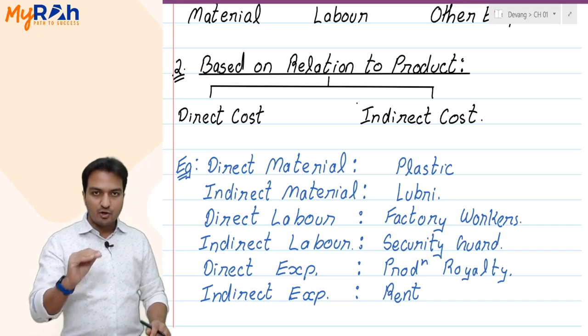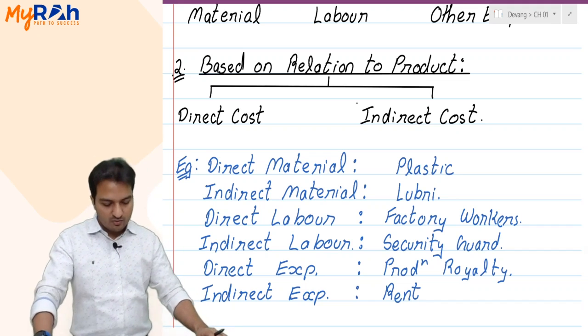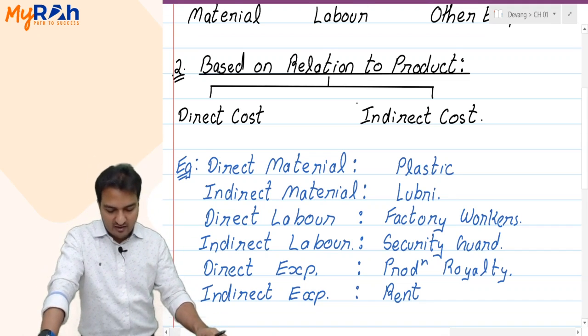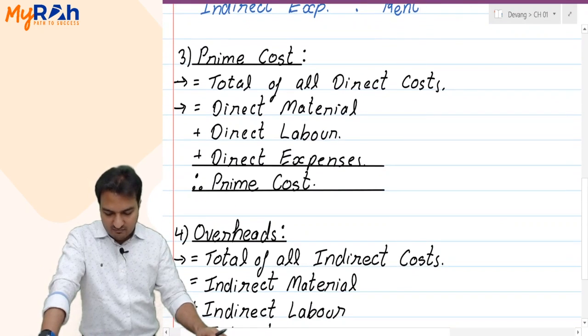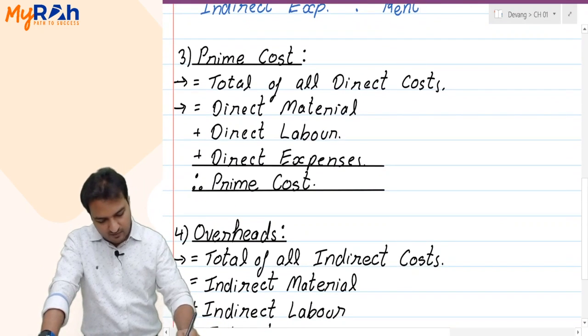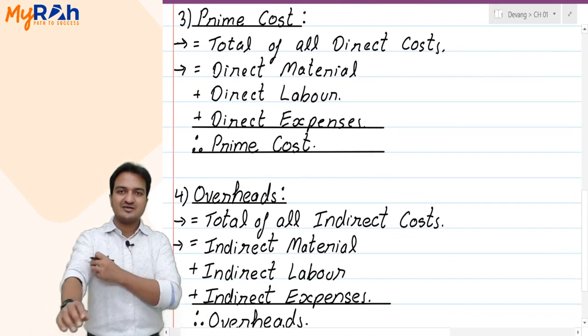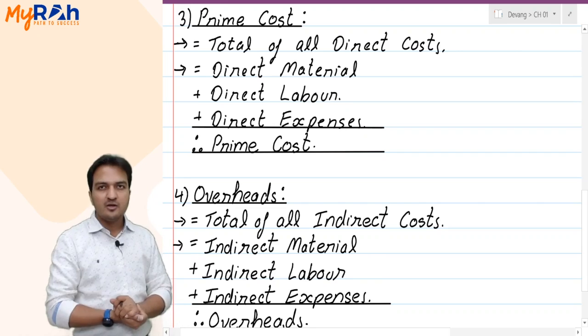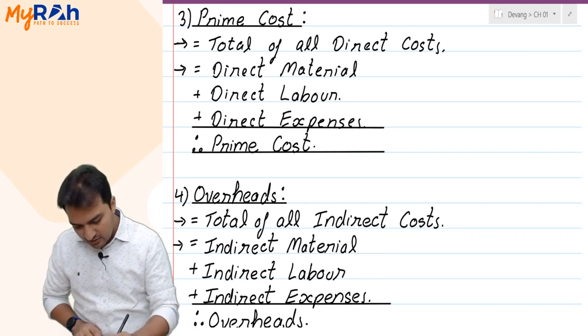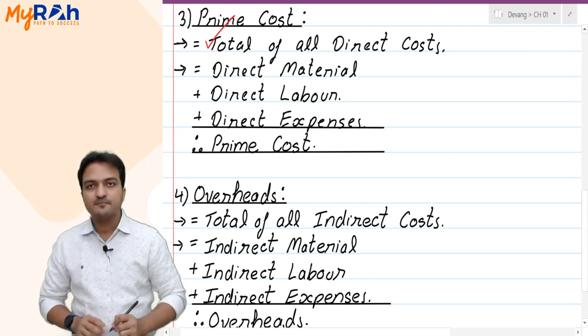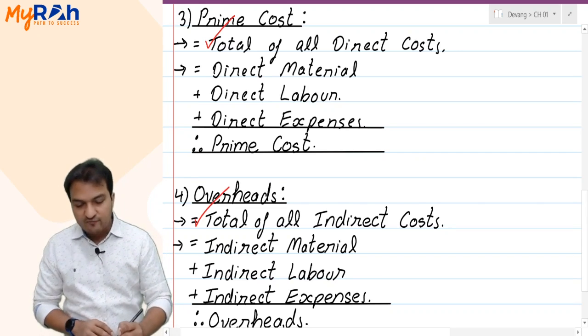Yes. Okay. Still, there are two more classification names that I need to give you. I've already written them. Look here. Two more names that you need to know. First, you understand, then you can copy down. One is called prime cost. The other is called overheads.